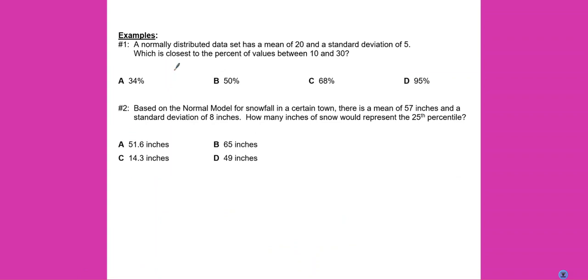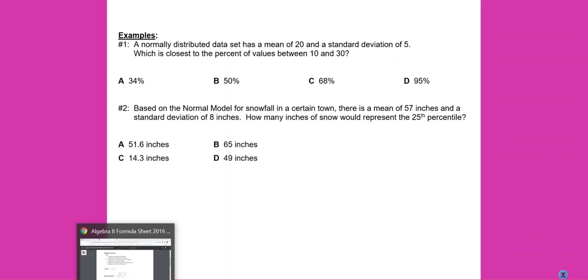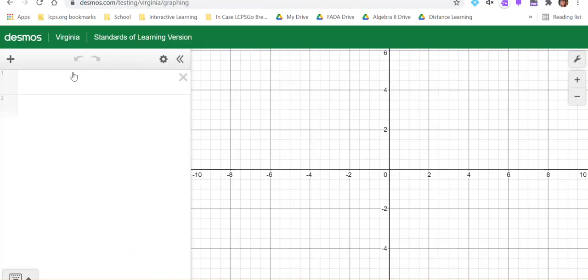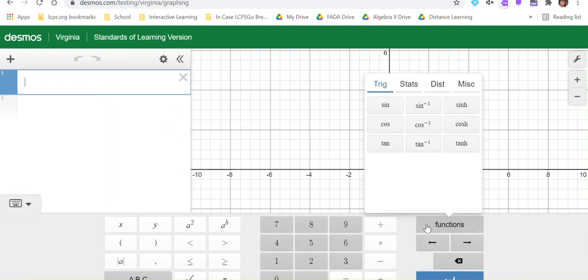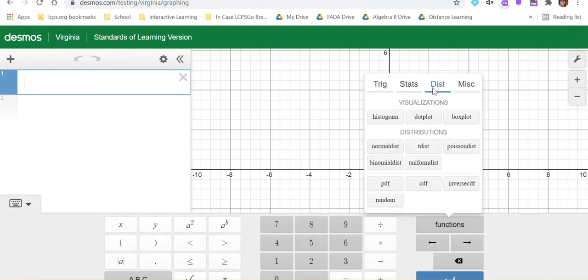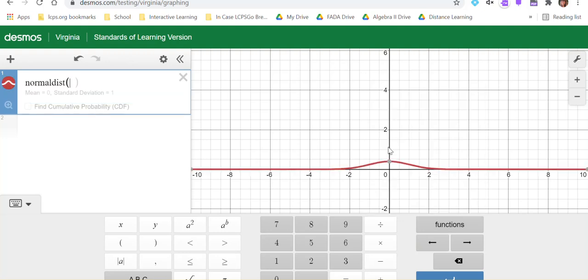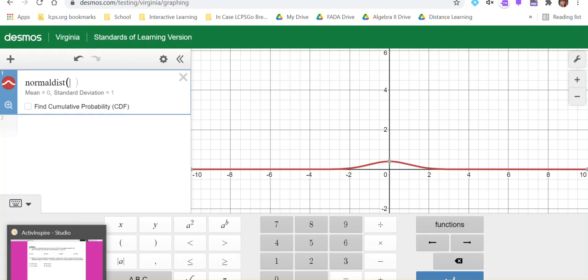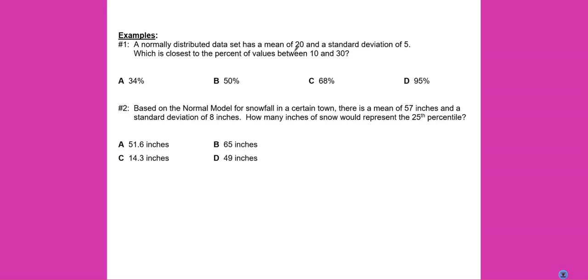So a normally distributed data set has a mean of 20 and a standard deviation of 5. Which is closest to the percent of values between 10 and 30? So over to Desmos, click on my keypad, functions, dist, and I want normal dist, and I'm going to put in my mean and my standard deviation. So my mean was 20 and my standard deviation was 5.